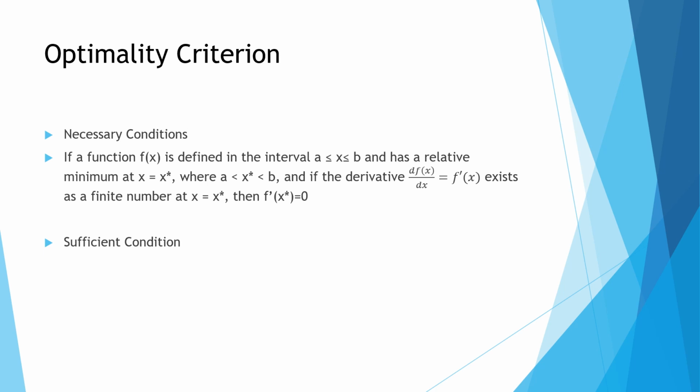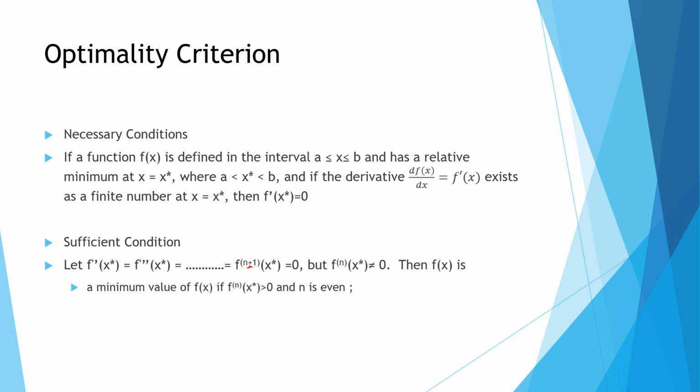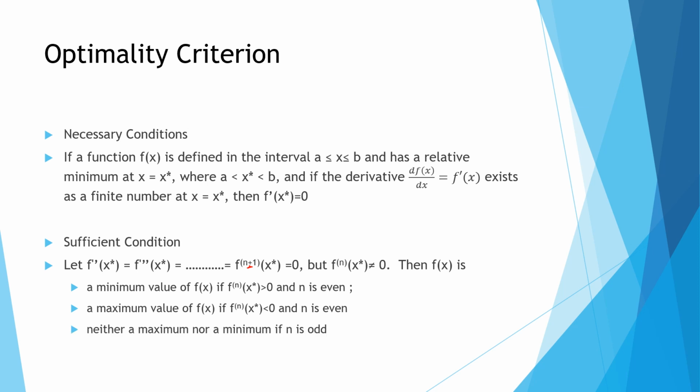Second is the sufficient condition. Now what is the sufficient condition? Let us say that the first derivative of x star is equal to the second derivative of x star, or the third derivative of x star, up to the n minus 1 derivative of x star, is equal to 0, but the nth derivative of x star is not equal to 0. Then f of x is a minimum value if the nth derivative is greater than 0 and n is even, is a maximum value if the nth derivative at x star is less than 0 and n is even, and if n is odd, then it is neither maxima nor minima.